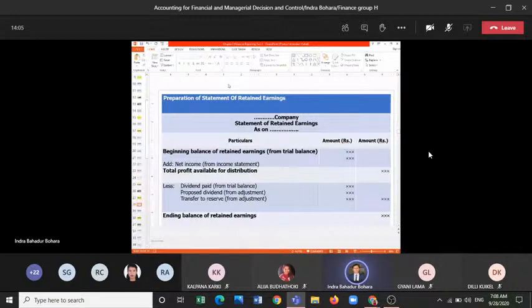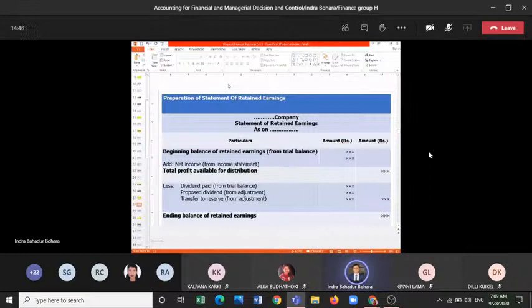Therefore, we have the ending balance of retained earning from the previous year, and that is given inside the trial balance, which is written under the statement of retained earning. And we add the net profit calculated from the income statement in the current year. Net profit is the current year profit, and the beginning balance of retained earning is the remaining amount of profit in the previous year. So the ending balance of the previous year becomes the beginning balance of retained earnings.